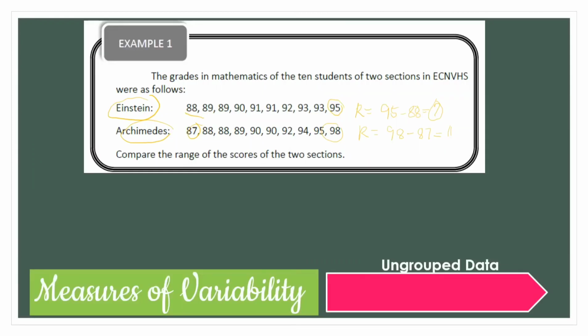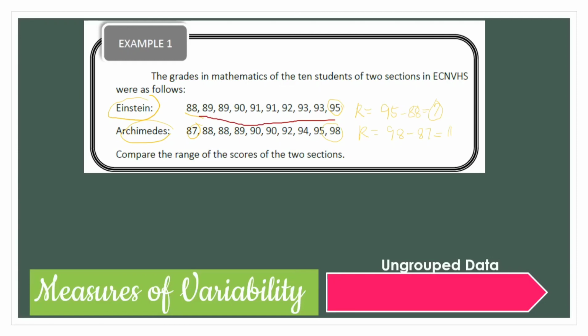We have here an example. For example 1, the grades in mathematics of 10 students of 2 sections in ECN VHS were as follows. Here are the grades for section Einstein and the grades for section Archimedes.